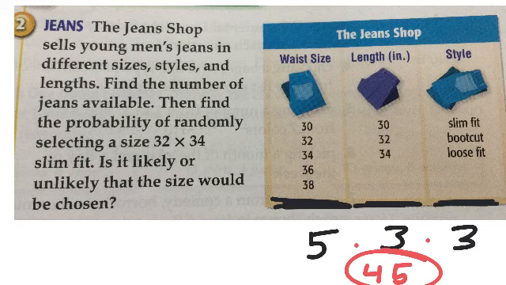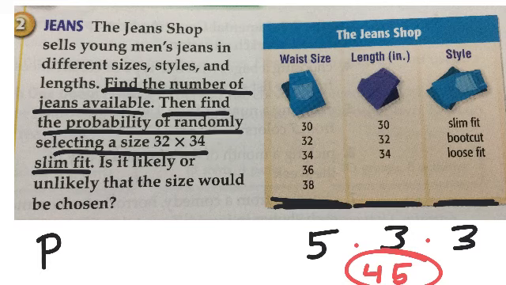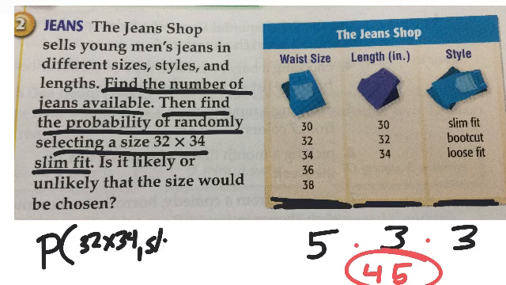Everybody good with that? Now, so the first question, find the number of jeans available. The answer to that is 45. Next, find the probability of selecting a size 32, 34 in slim fit. Okay, so we want to know the probability of choosing 32 by 34 slim.